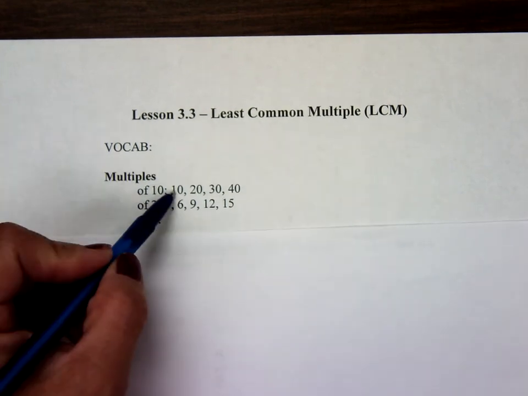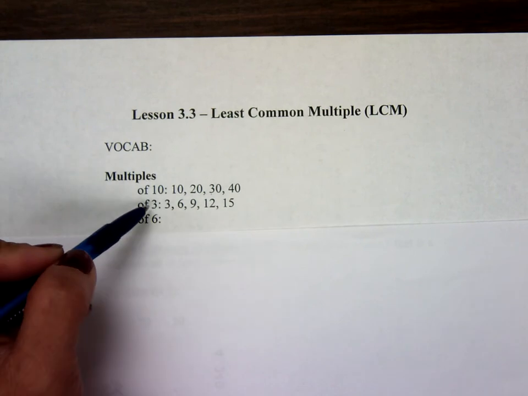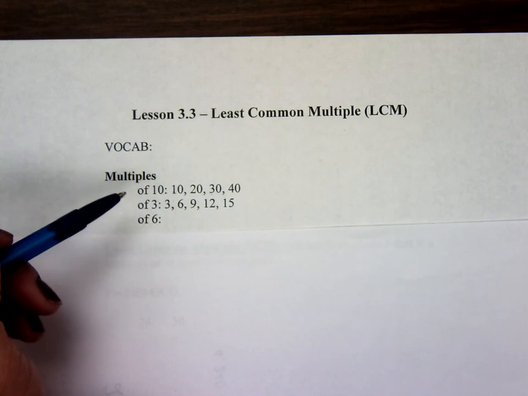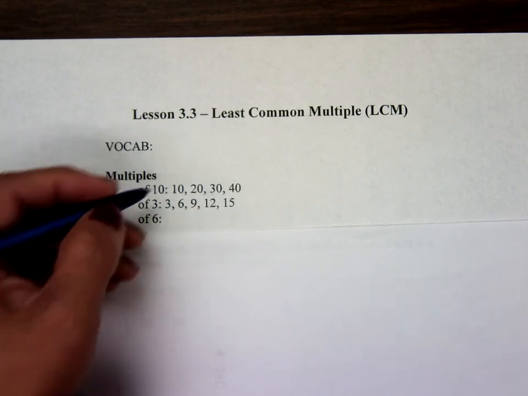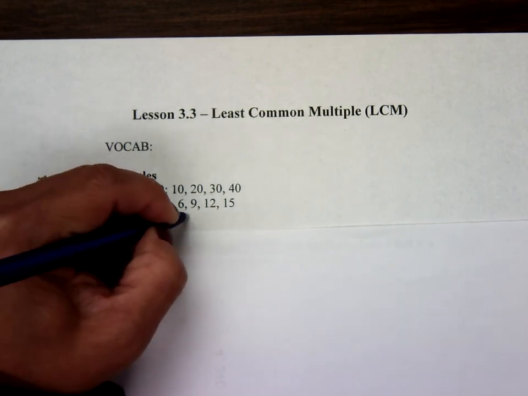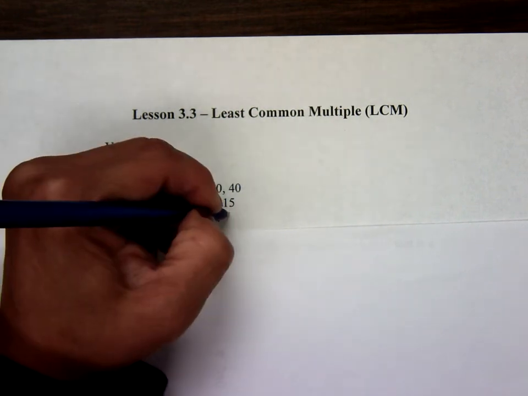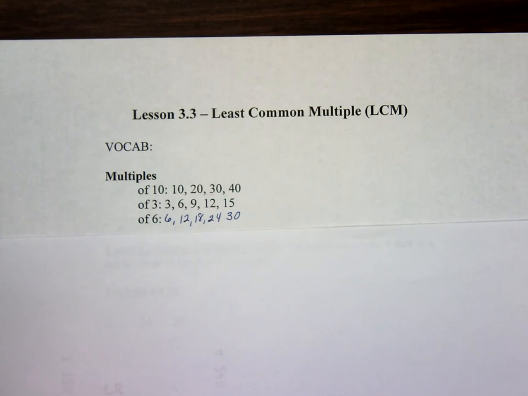Multiples of 10 are 10, 20, 30, 40. Multiples of 3 are 3, 6, 9, 12, and 15. So multiples means what you're counting by. So multiples of 6 would be 6, 12, 18, 24, and 30. Those are multiples of 6.